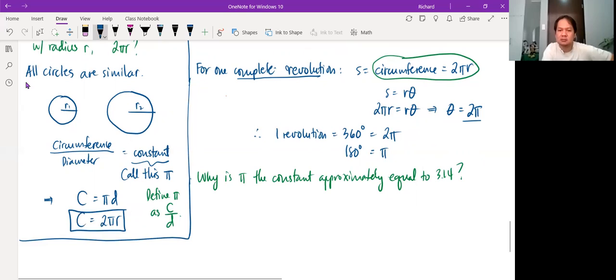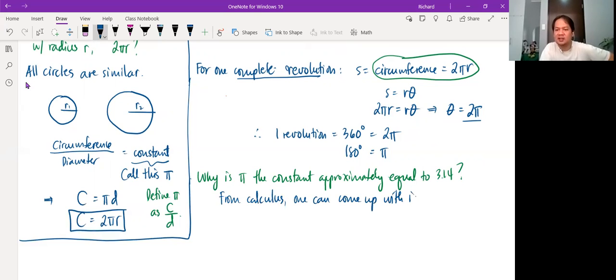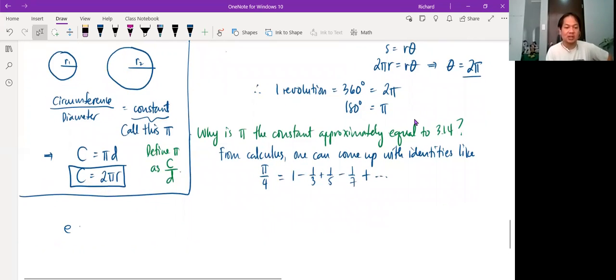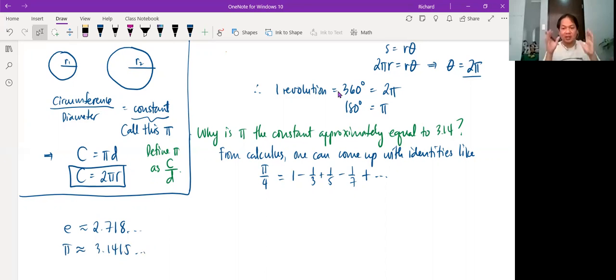from calculus, one can come up with identities like pi over 4 is equal to, let me just get something from series, 4 pi. Alternating: 1 minus 1 third plus 1 over 5 minus 1 over 7 plus dot, dot, dot. So the thing with many of the constants in mathematics, so kunwari if you're familiar with E, we know from experience, and in fact, high school textbooks would give an approximation for E as 2.718, and then pi would be initially estimated as 3.1415, and so on. But of course, these constants come from a particular place.